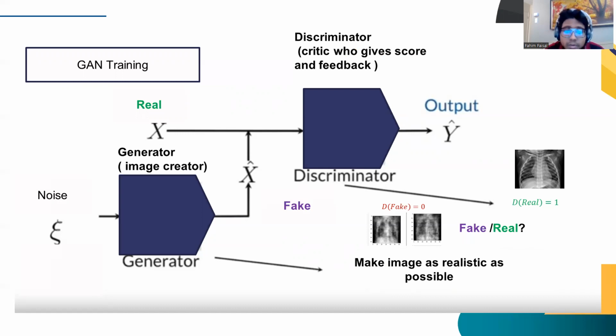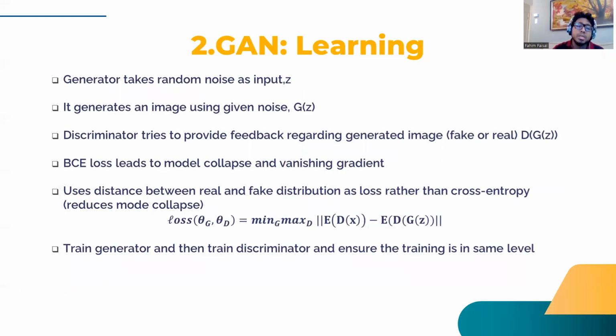But such a ceiling of 1 and 0 creates problems like vanishing gradient and mode collapse. So instead of using BCE loss, we use the W loss of Wasserstein GAN. It uses the distance between the real and fake distributions, and the generator tries to minimize the distance between them, which helps to reduce mode collapse and eliminates the ceiling of 0 and 1. In that case, the discriminator can provide more meaningful feedback. So we try to train the generator and the discriminator at the same level, ensuring that neither model is overfitting.